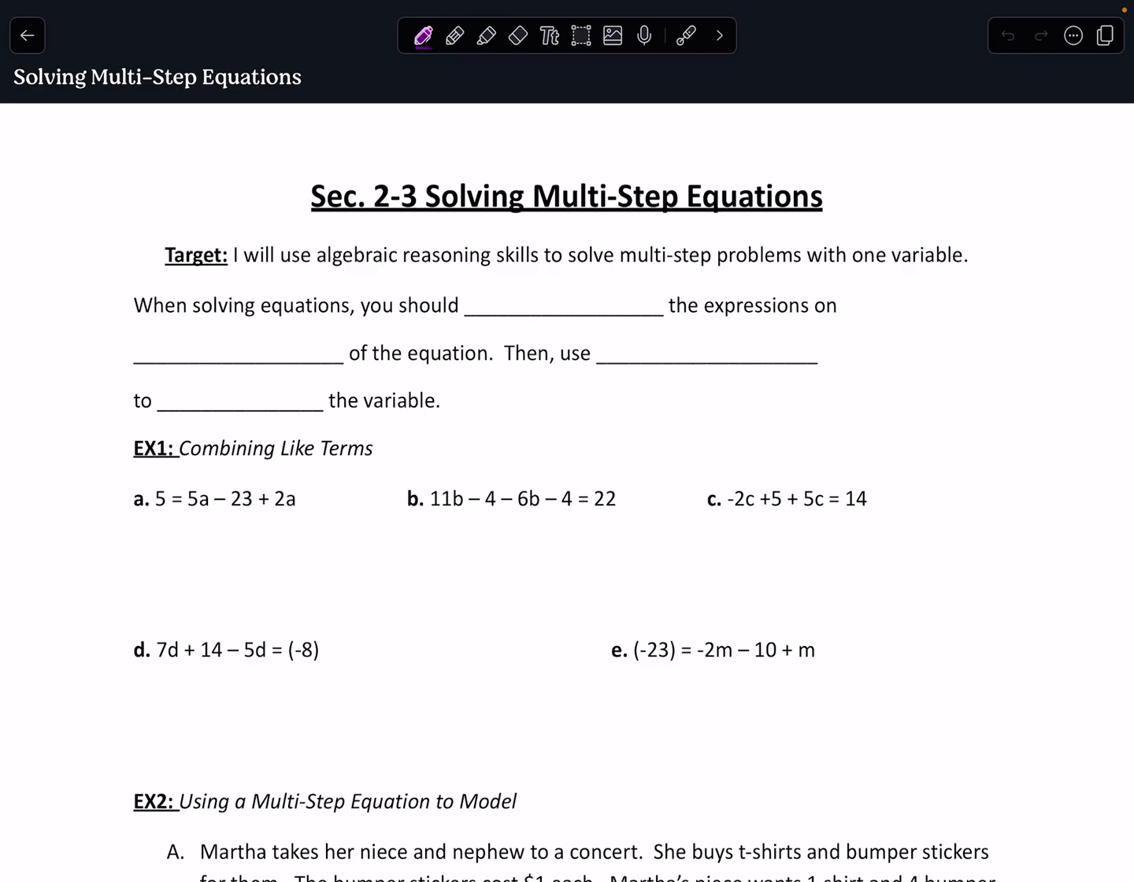When solving equations, you should move the expressions on one side of the equation. Then use operations, usually inverse operations. We're going to say inverse operations to isolate the variable.